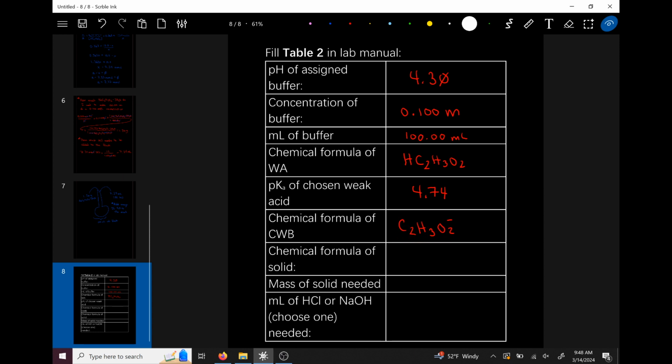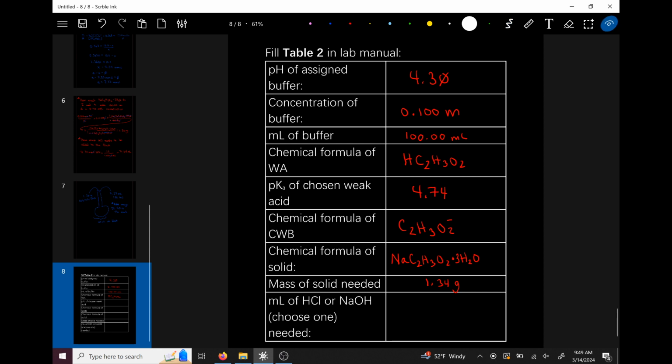The chemical formula for the solid of the acetate ion. Remember, I'm not weighing out acetate ion on the balance. I'm weighing out the salt. The salt is sodium acetate trihydrate. The amount of the solid required to make my buffer solution is 1.34 grams. And the amount of HCl or sodium hydroxide, you have to choose one.